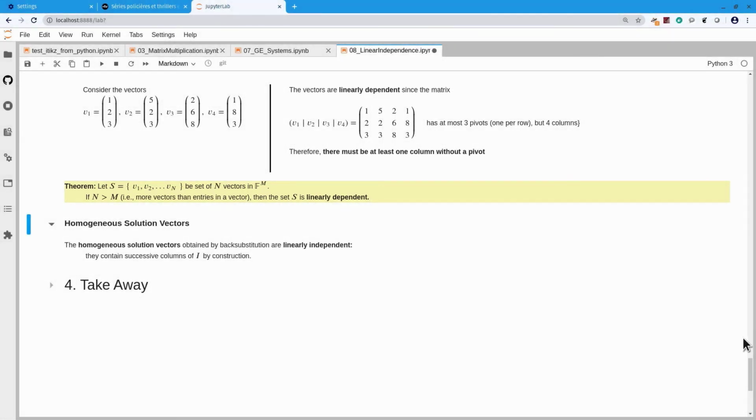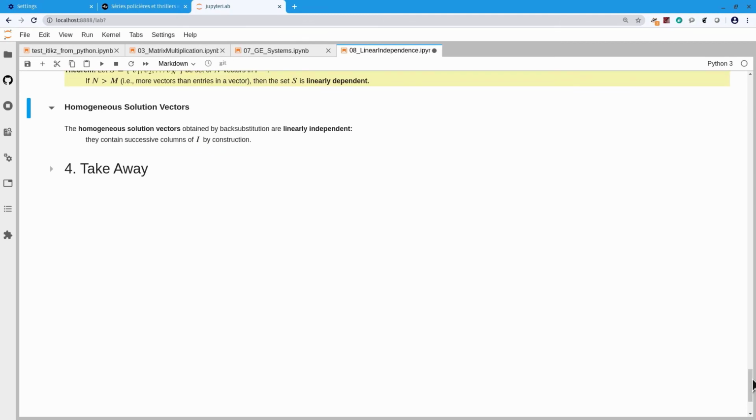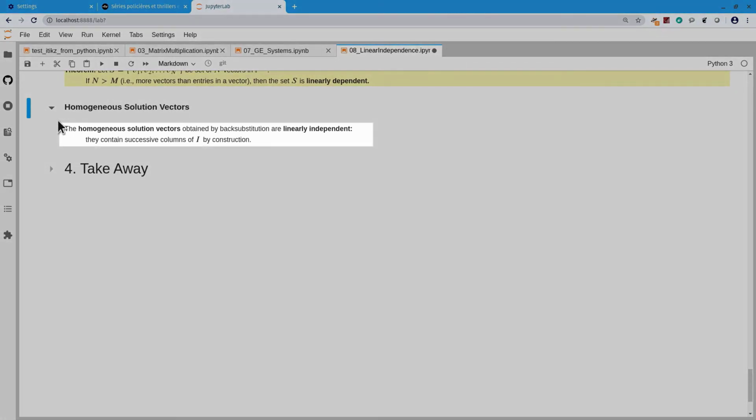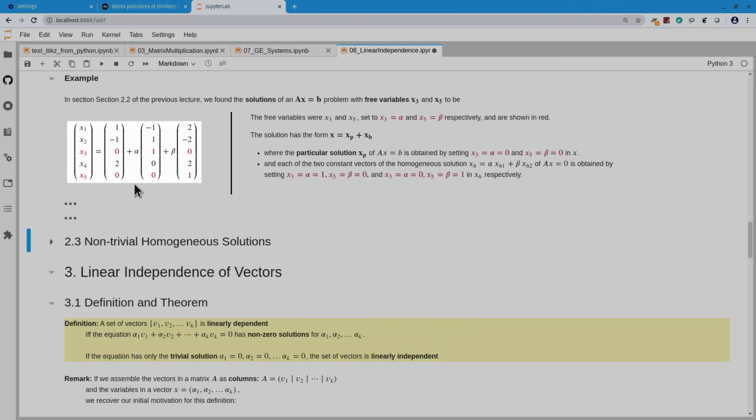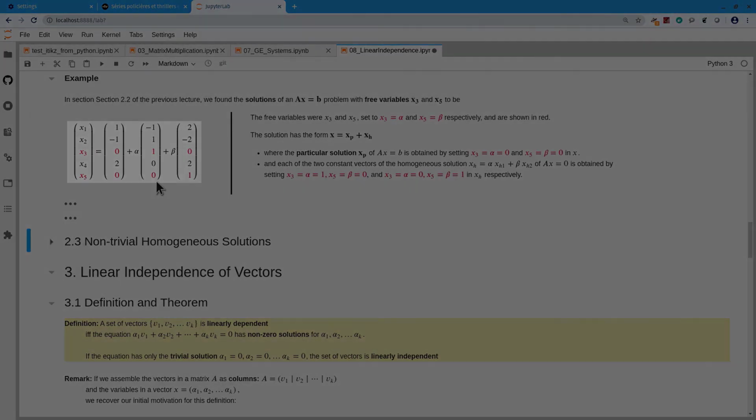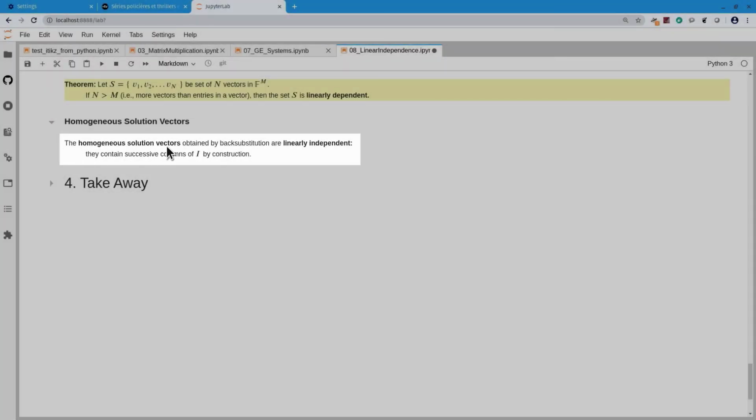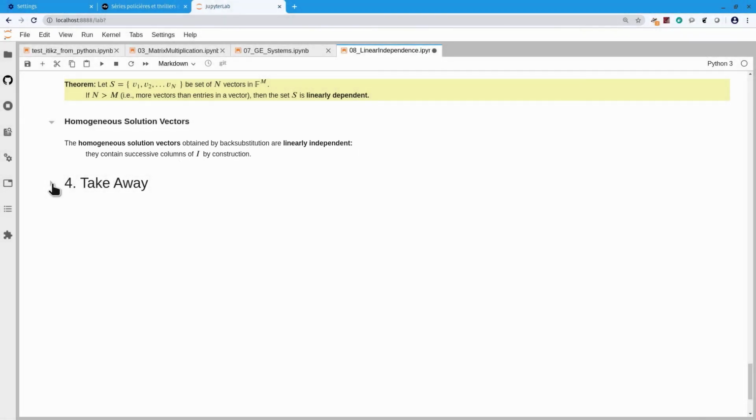The last example had to do with the pattern of ones and zeros that I see in the homogeneous solution that I construct by back substitution. We saw above that when we construct a solution by back substitution, the homogeneous vectors have I inside of them, a diagonal matrix with all ones. The homogeneous solution vectors that we obtain by back substitution are linearly independent by construction. They contain successive columns of I.